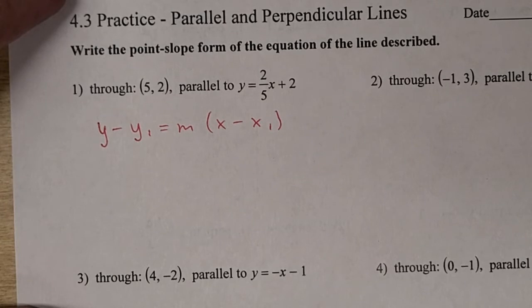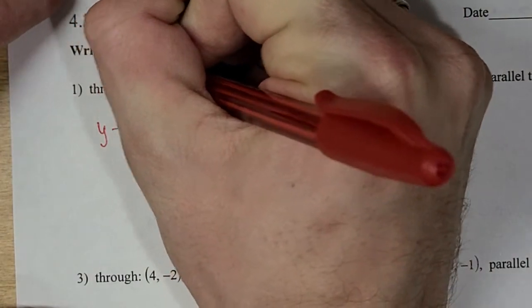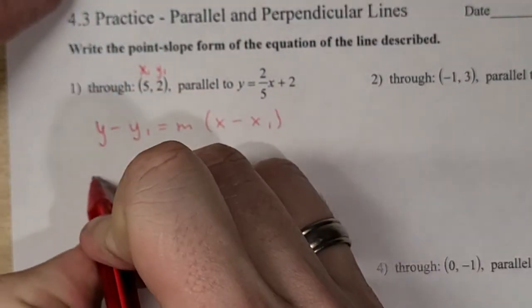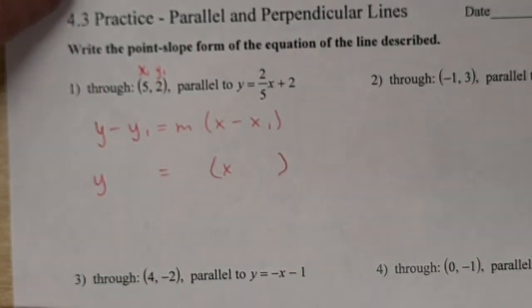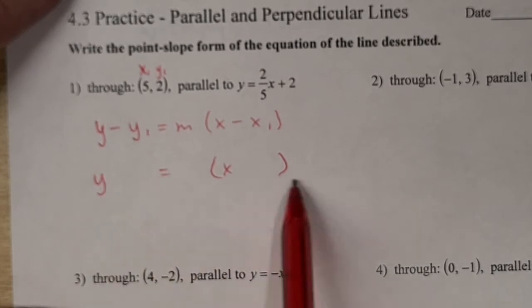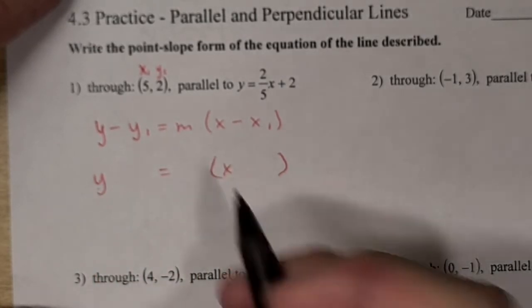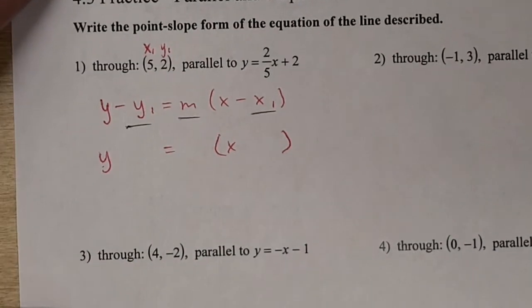All right, so I need a point and a slope. So let's see what I was given. Hey, I was given a point right here. So here's my x1 and my y1. So before I do anything else, I want to remind you in point-slope form, you're always going to have these things. The y, the x, the parentheses, the equal sign. So you're really just filling in three things. The slope and the two parts of your point.